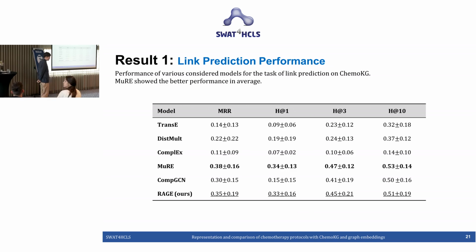For the first results, the link prediction performance, in the comparison MuRE, in the fourth column of the first row, shows the best performance overall, because the higher the value, the better the performance. But our model performed relatively well compared to MuRE. In whole-graph link prediction, MuRE performed a little bit better than ours.